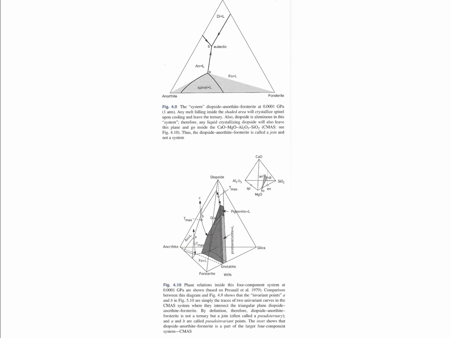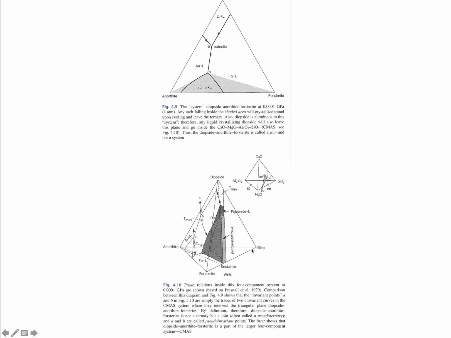So how does this look in the next figure? We have here a quaternary system, using a tetrahedron. We have diopside on the top, and here we have anorthite, forsterite, and silica. In the upper diagram, I have just shown you this surface, between forsterite here, anorthite here, and diopside at the top.